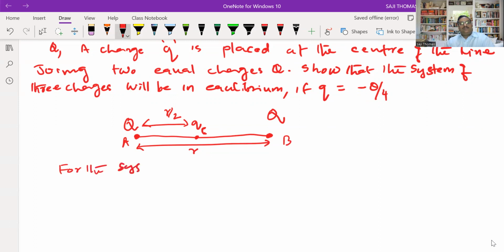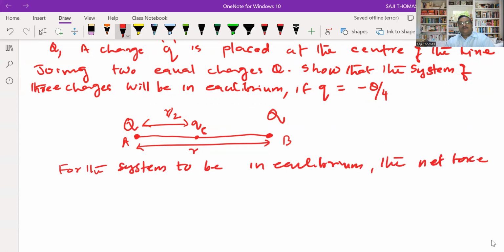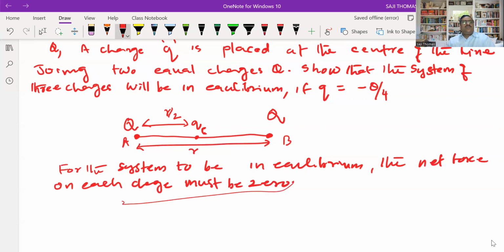For the system to be in equilibrium, the net force on each charge must be 0. I am finding the force on A, the net force on the charge A.